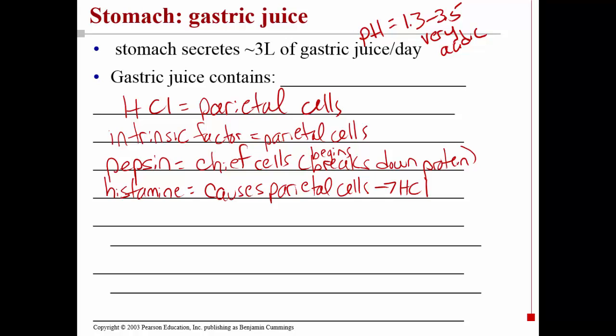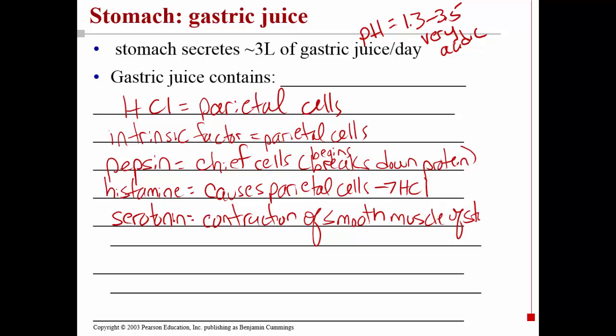Another chemical found in the stomach is serotonin, and these are all part of this gastric juice. Now you might remember serotonin as part of the nervous system. It's a chemical involved in mood. You also might remember it in the blood vessel chapter. It causes smooth muscle in blood vessels to contract, which causes the blood vessel to get smaller. In the stomach, it does pretty much the same thing. It causes contraction of the smooth muscle of the stomach, and this starts the stomach churning, which helps in the breakdown of food, the mechanical breakdown.